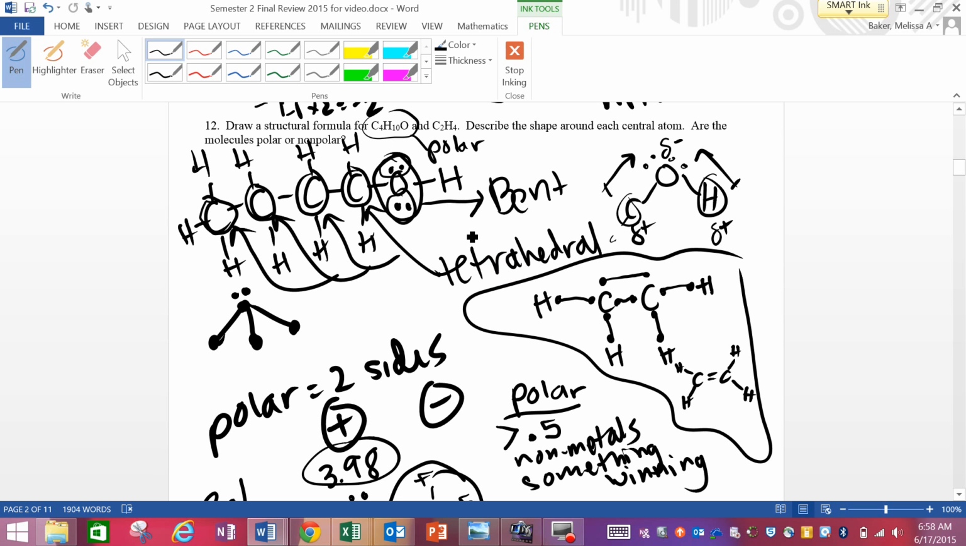Okay, first, what's the shape around each? Well, each of these 2 carbons has 3 things around it and no lone pairs. That means the shape is trigonal planar. They're all in the same plane because there's no lone pair. How about the polarity? Is that polar or nonpolar? Nothing's winning. Carbon and hydrogen do not have a difference greater than 0.5. Therefore, this molecule is nonpolar.